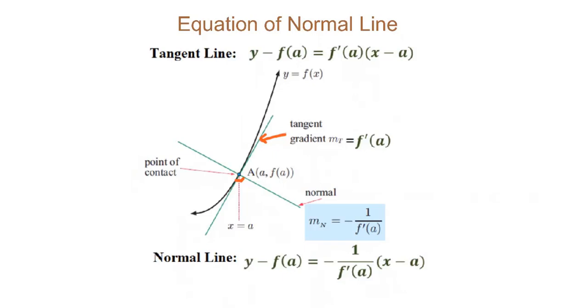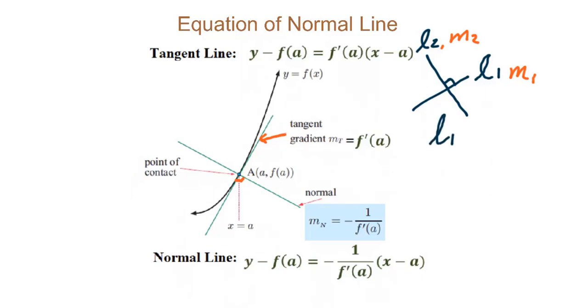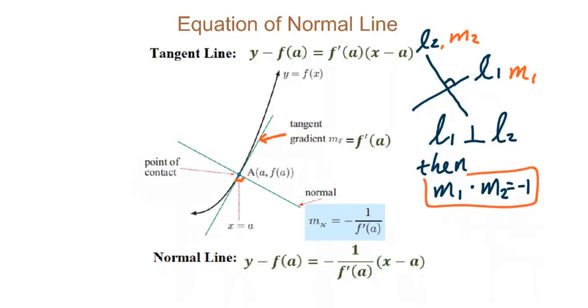We know if two lines, this is L1, here's L2, and they have slopes, here's M1, this is M2. If L1 is perpendicular to L2, then you will get M1 multiplied by M2 equals -1. This is the formula for two perpendicular lines.